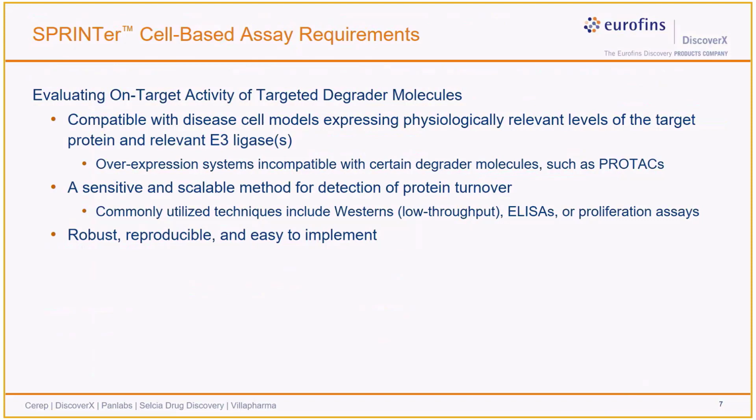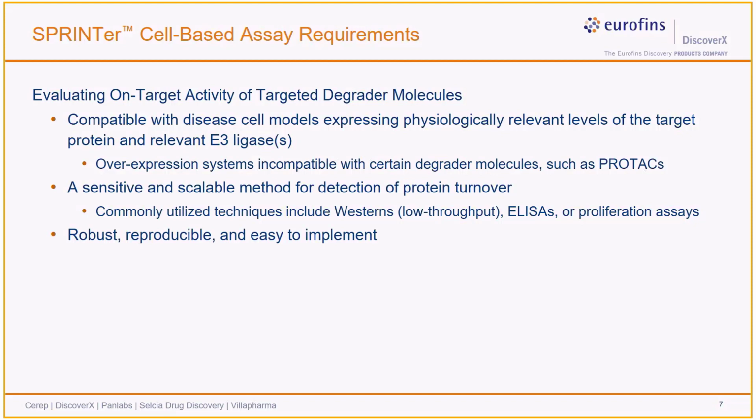The current assays to determine the potency and efficacy of protein degraders, such as Western blot or proliferation assays, are tedious, labor-intensive, time-consuming, and very low throughput. We believe that an ideal assay platform should be compatible with disease cell models, expressing physiologically relevant levels of target protein and E3 ligase. This assay platform should be robust, reproducible, and sensitive to detect protein turnover. It should also be scalable to high throughput screening.